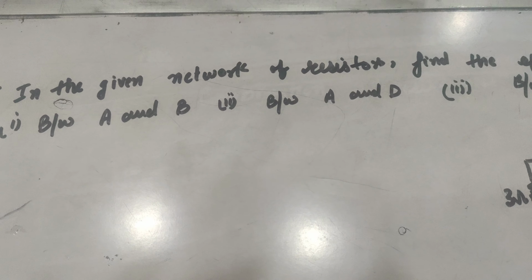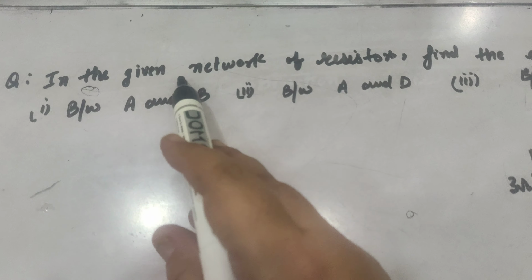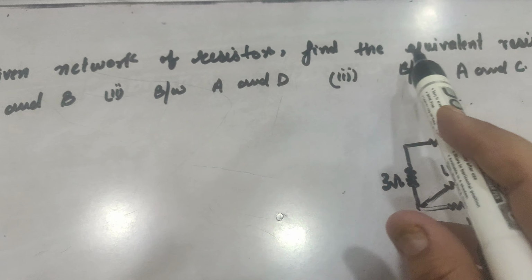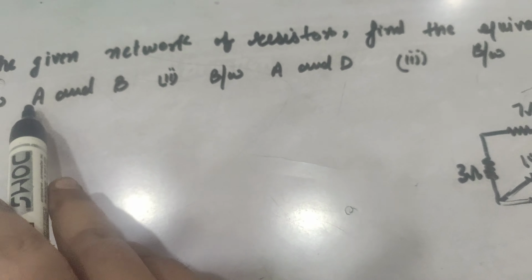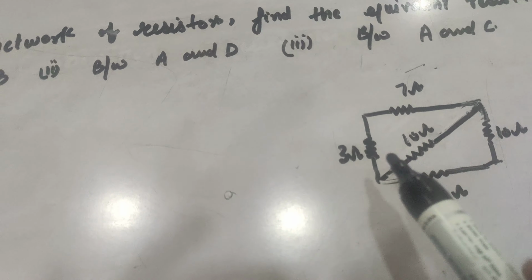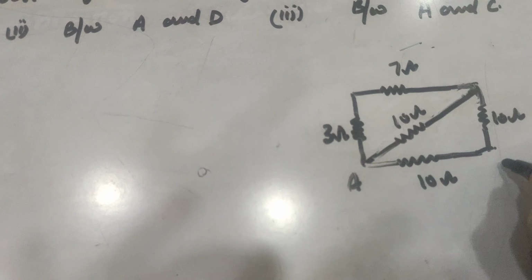Let us now do the numerical based on series and parallel combination. In the given network of resistors, find the equivalent resistance between A and B, between A and D, and between A and C. Firstly, we have to find out between A and B.